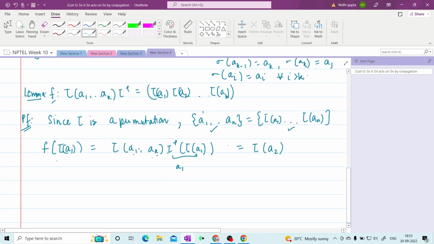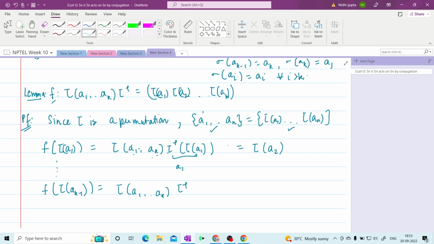And similarly, if you compute, you can see that f of τ(a_{k-1}) will be τ(a1 ... ak)τ⁻¹ applied to τ(a_{k-1}). τ⁻¹ composed with τ is the identity, so this gives a_{k-1}. Now a_{k-1} under this permutation goes to ak. Then we apply τ again, so this is τ(ak).